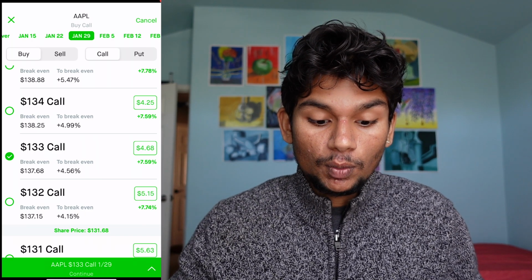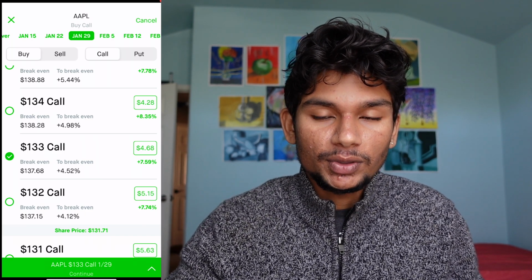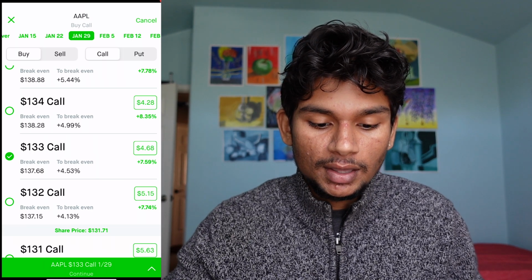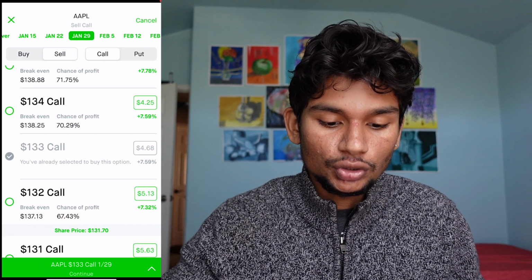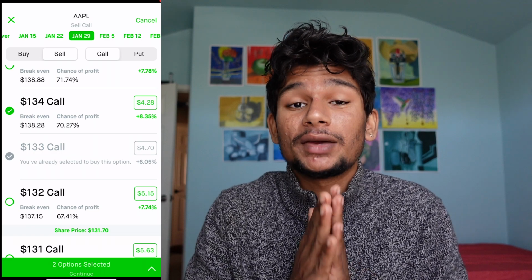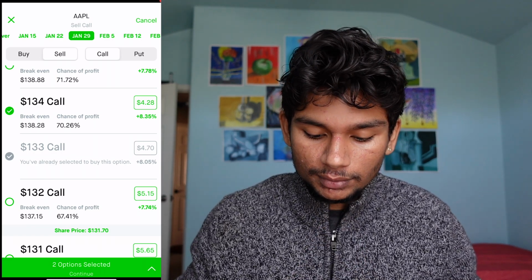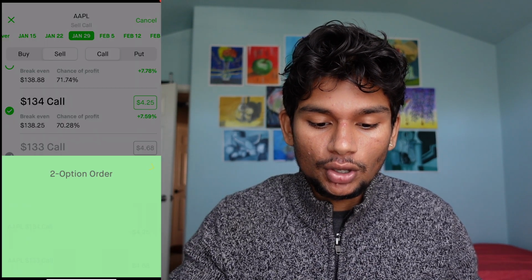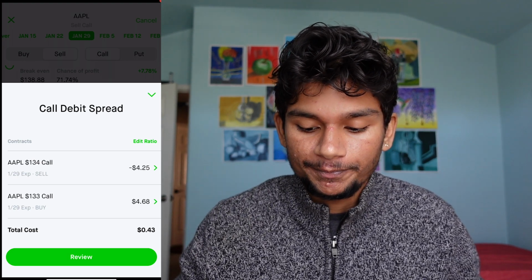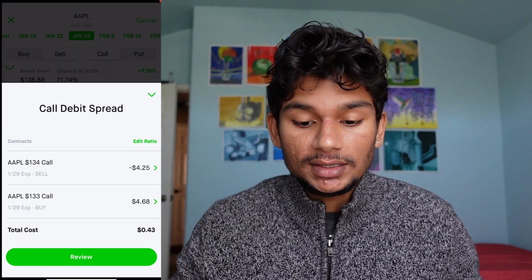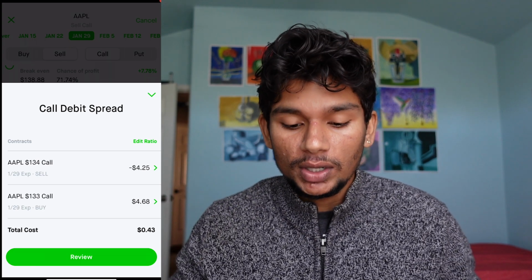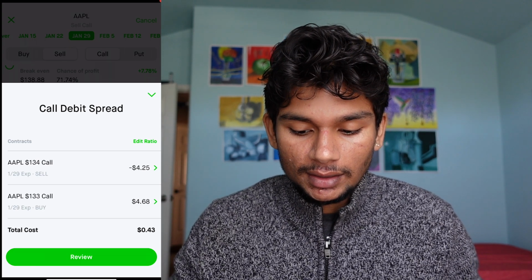Now once we bought that, we're going to come back here where it says buy or sell and go to sell, and then go back to 134. Okay, so now if you did this correctly, on the bottom it should say call debit spread. Okay, this is what it should say. Now what is this saying?